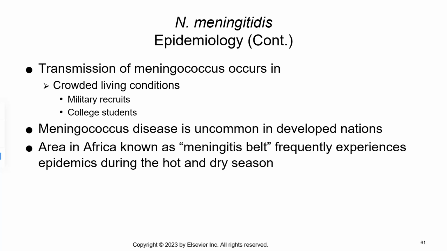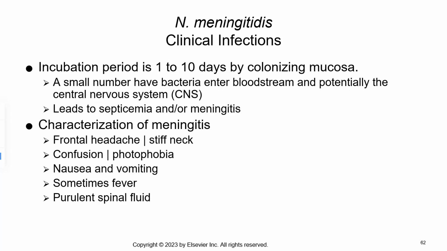Transmission of meningococcus occurs in crowded living conditions like military recruits, college students who live in dorms or tight apartments. Meningococcal disease is uncommon in developed nations. There's an area in Africa known as the meningitis belt, which frequently experiences epidemics during the hot and dry season. Incubation period is 1 to 10 days by colonizing mucosa. A small number have bacteria enter the bloodstream and potentially the central nervous system. Leads to septicemia and or meningitis.